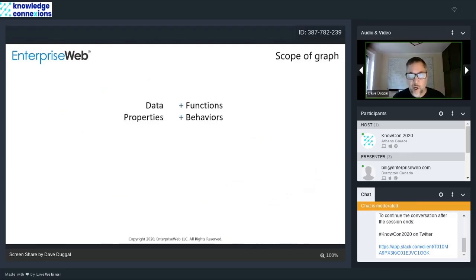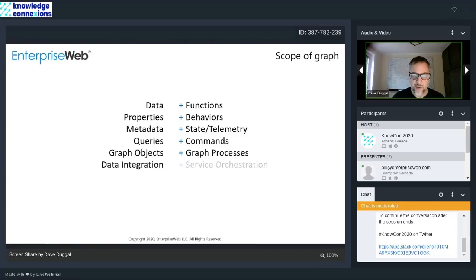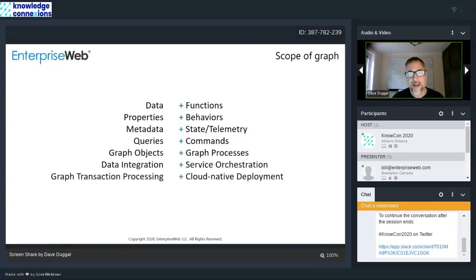So the scope of graph here is different then, right? We're not just talking about data, but we're talking about data and functions, not just properties, but properties and behaviors, metadata and state, queries and commands, right? We're controlling things. Graph objects and graph processes, right? So our objects are DAGs, directed acyclic graphs, and our processes are directed acyclic graphs, right? So everything is graph in enterprise web, and that gives us some tremendous computational power.